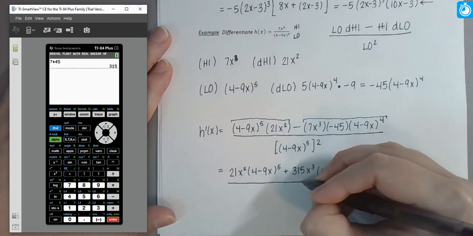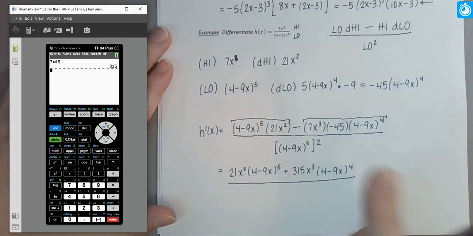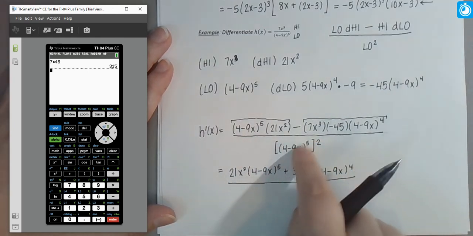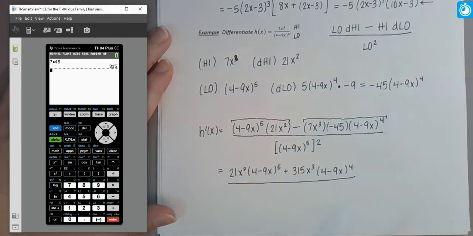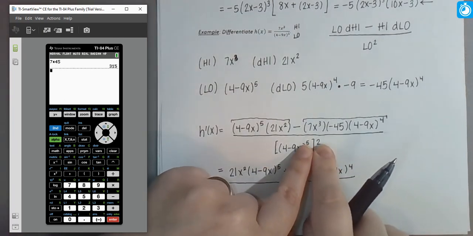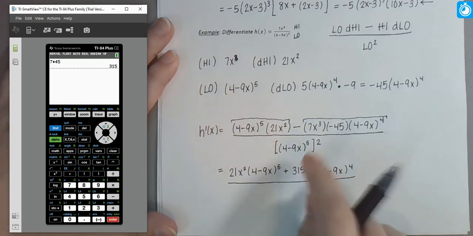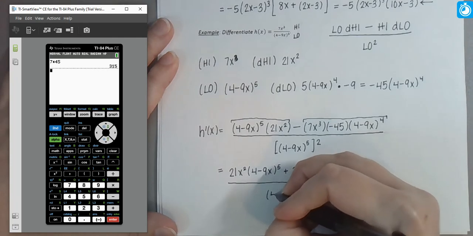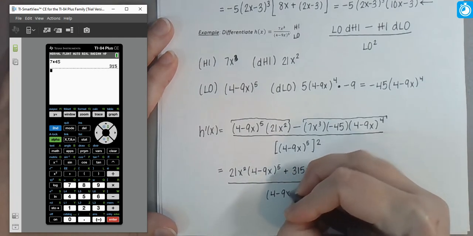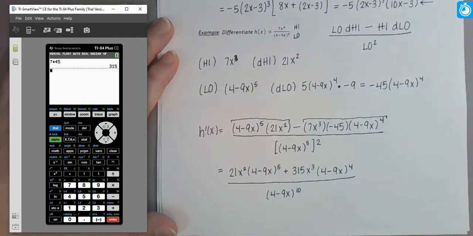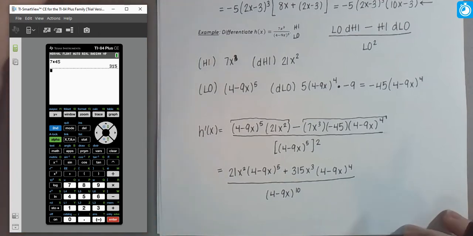Now what about the denominator? Well, we don't really want to raise this to the 5th power. Again, that's going to be a lot of work, and as it turns out, it's not going to be something we want to do here anyway, for a reason we'll see in just a minute. However, exponent raised to another exponent, we can simplify that. So power to a power, we multiply the powers. So that's going to be (4 minus 9x) raised to the 10th power.